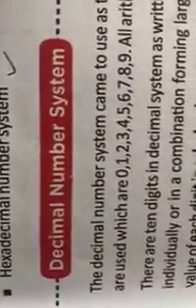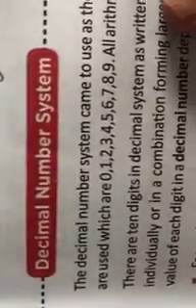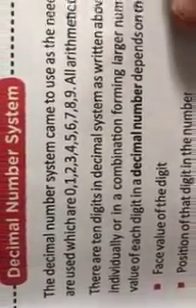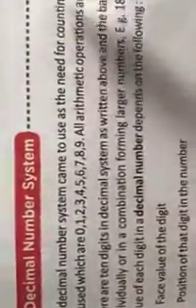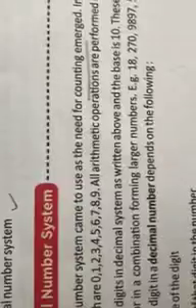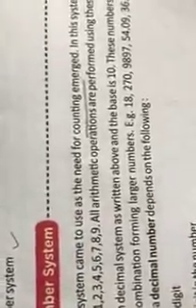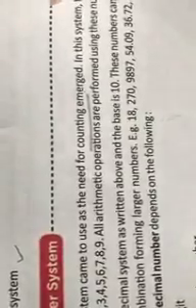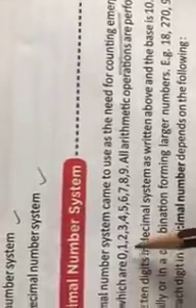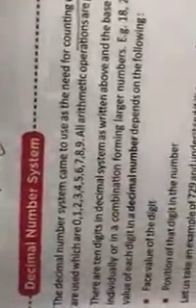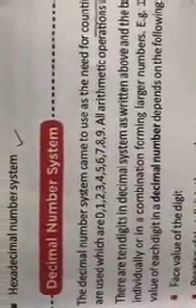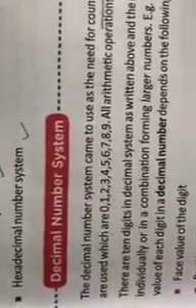First of all is the decimal number system. It is the most common number system, which we all use very frequently. The decimal number system came into use as the need for counting emerged. In this system, 10 digits are used, which are 0, 1, 2, 3, 4, 5, 6, 7, 8, 9.